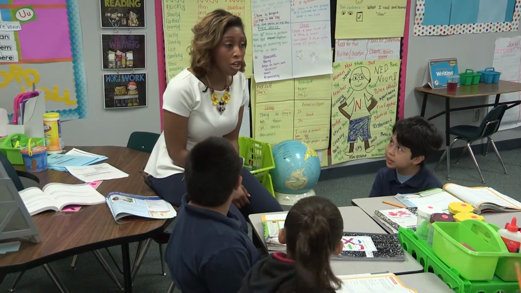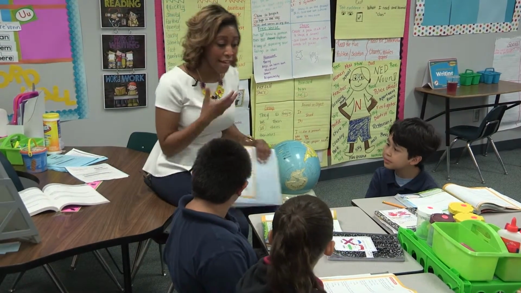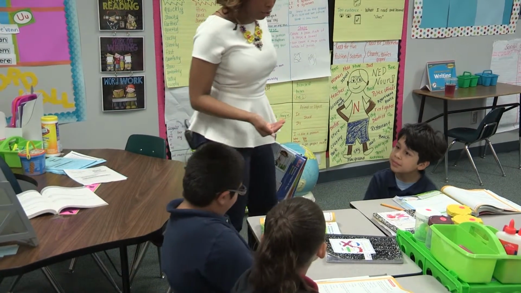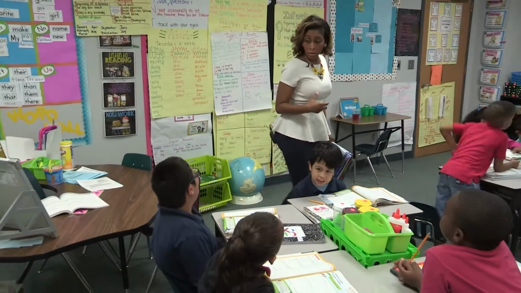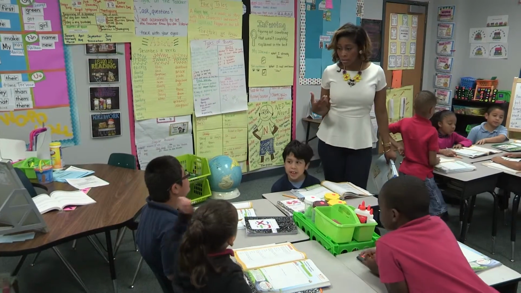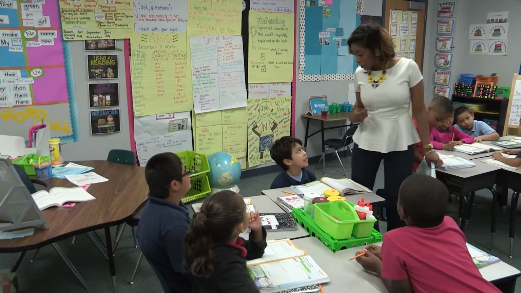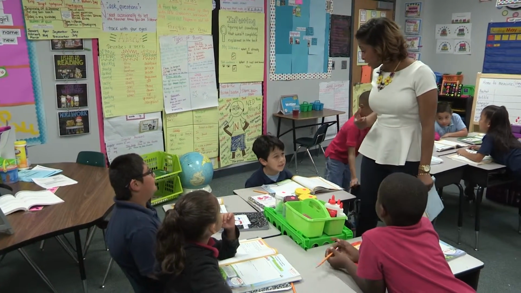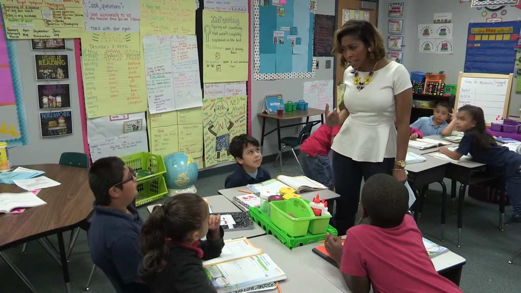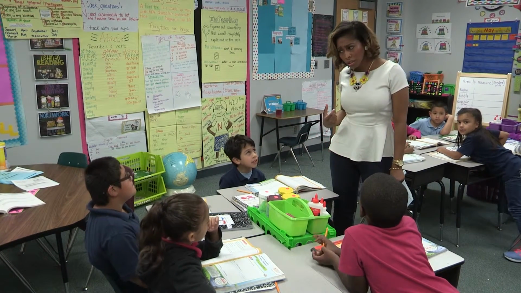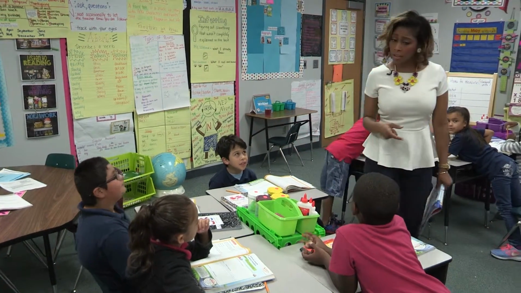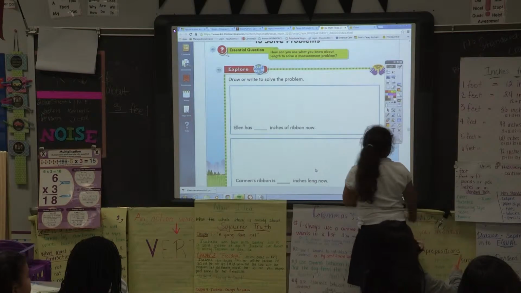A yardstick. Okay, so while we're trying to find that answer, we know that we can use what for length? Standard tools, right? Anything else we can use for our length with our tools? Non-standard. Okay, talk about it with your table.